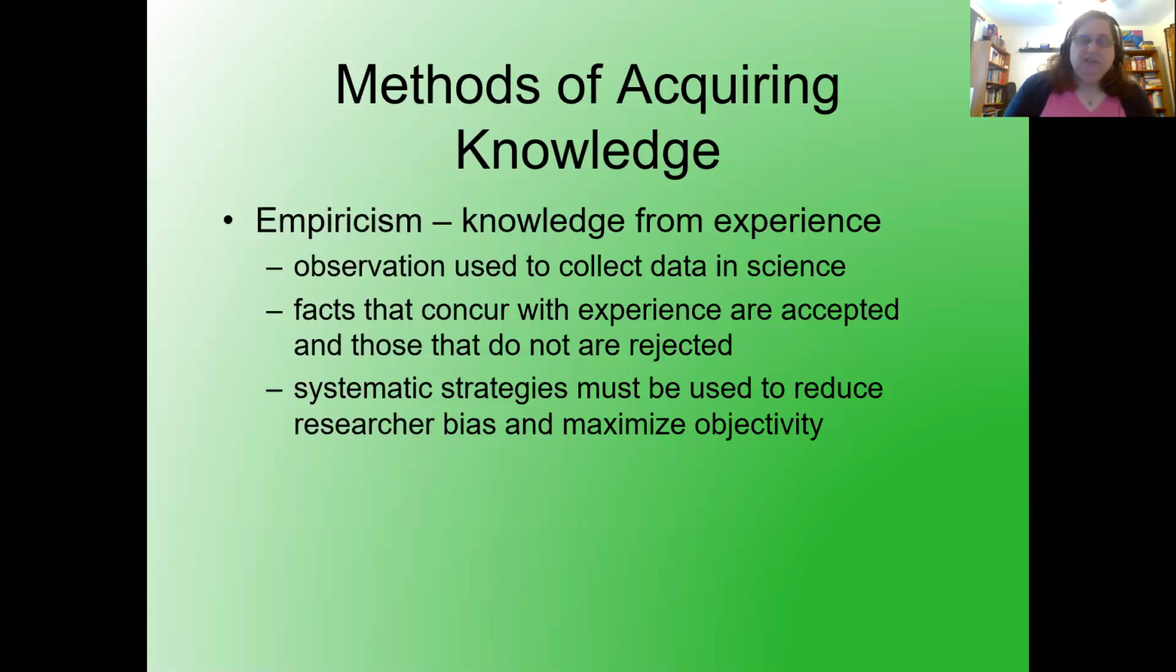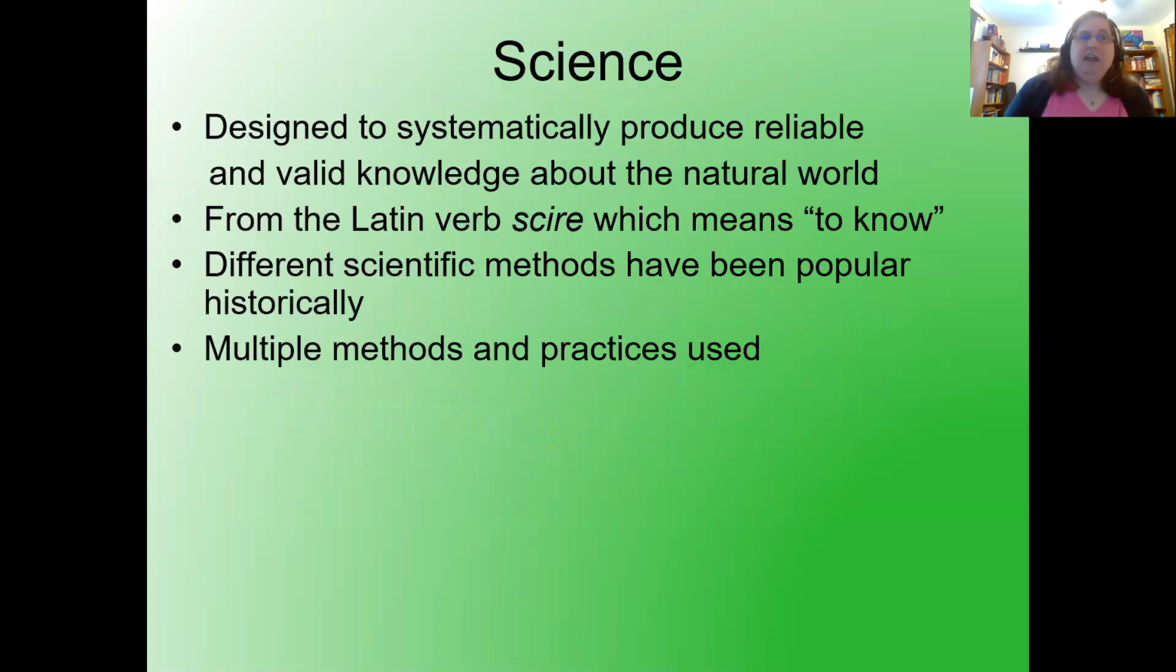So from there, now let's talk about what science is. First of all, science is designed to systematically produce reliable and valid knowledge about the natural world. It comes from the Latin verb scire, which means to know. So that's what science really is about, I think. I think it's about really a quest for knowledge, a quest for new information.